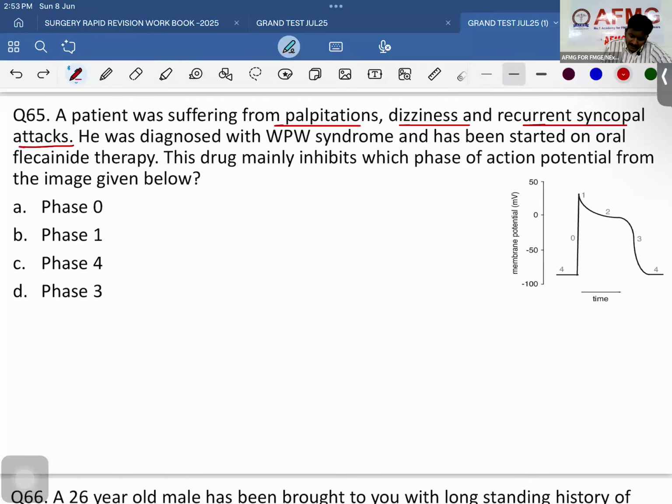Clear? He was diagnosed definitely with WPW syndrome, beta. We know WPW syndrome is an arrhythmia itself. It is a pre-excitation syndrome known as Wolff-Parkinson-White syndrome. Here, which aberrant bundle is present?